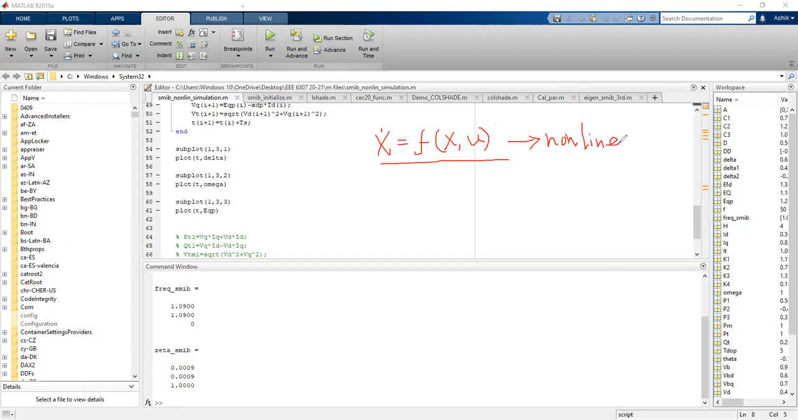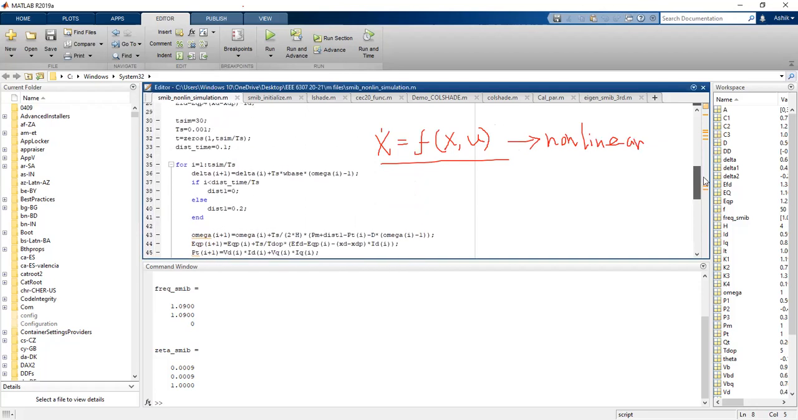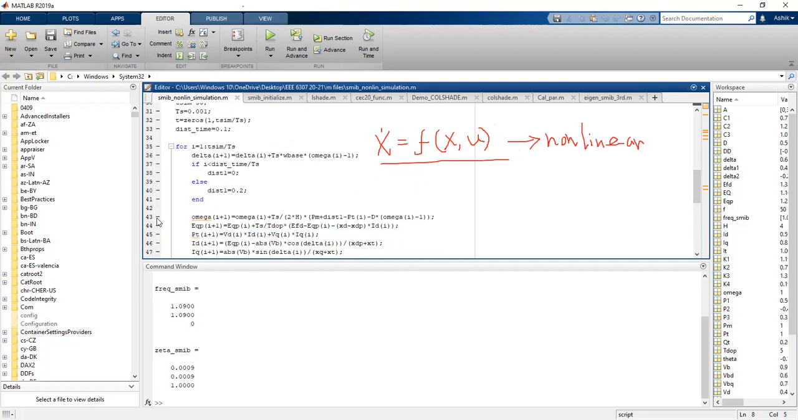We got the response for that system. We coded it, and we applied some disturbance in line number 43, if you remember, that is in the mechanical input power. The disturbance was applied at 0.1 second. So before 0.1 second, the system was at steady state. And at 0.1 second, we applied a step type disturbance of magnitude 0.2. That was applied in line number 43, that is in the state equation for omega. And we got some response.